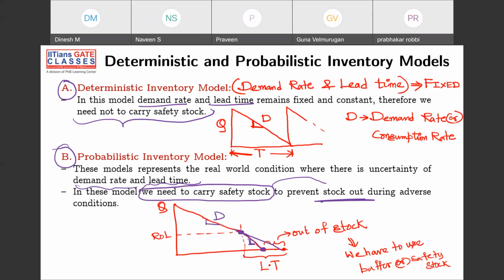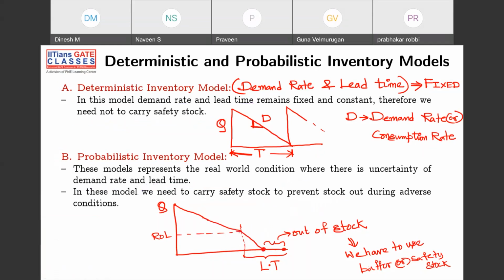The slope here is, let's say, some D dash. Obviously D dash is more than D. The slope is complete. You expected this to happen, but instead of that, this has happened. So this is the place at which your out of stock is happening, and that is where the buffer stock will come into the picture.